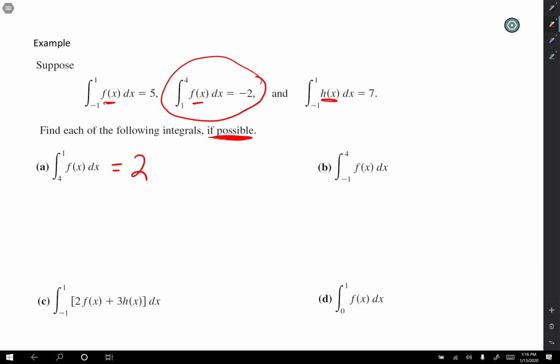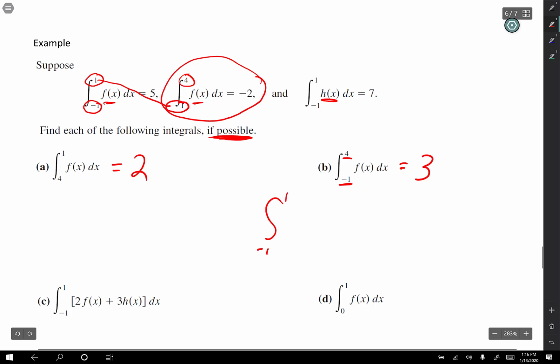Notice letter B, on the right-hand side they go from -1 to 4 of f of x. Well, check it out. This one starts at -1, stops at 1, and then this other one starts again at 1 and goes to 4. So add them. What is 5 plus -2? 3. Does that make sense to everyone? Yes, I'll write it out. Integral -1 to 1 of f of x dx plus, where this one stops, this one better start, and it does, 1 to 4 of f of x dx equals integral from -1 to 4 of f of x dx.